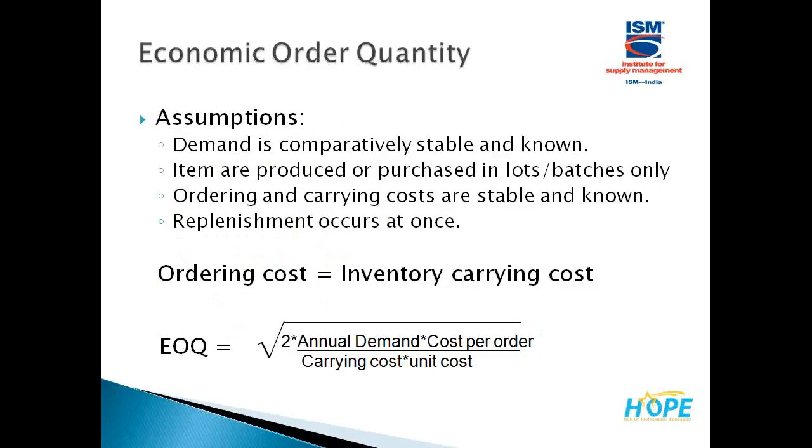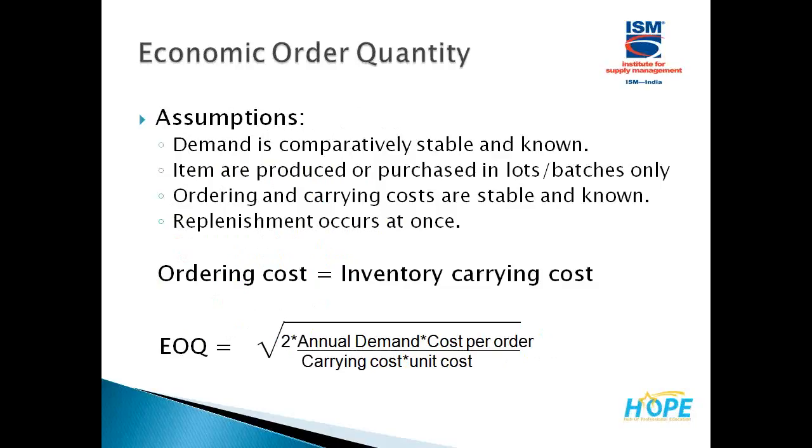Few assumptions are there which are very important for economic order quantity. One is demand is comparatively stable and known. Second, items are produced and purchased in lots or batches. Third, ordering and carrying costs are stable and known. Generally, in most of the companies, people are not aware of the ordering and carrying costs. Fourth, replenishment comes all at one time. So these four assumptions are there. If we can fulfill these four assumptions, then we can go for the economic order quantity.